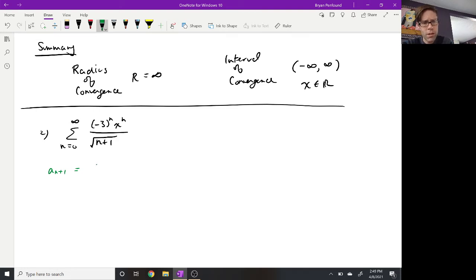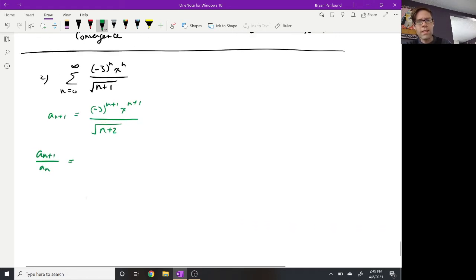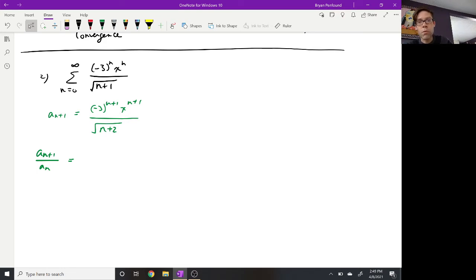So a sub n plus 1 is just negative 3 to the n plus 1, x to the n plus 1. And inside the square root, we're going to get n plus 1 plus 1. So we get n plus 2 underneath the square root. And so let's go ahead and actually calculate this ratio and see if it's going to simplify a little bit for us before we actually apply the limit. So writing down our a sub n plus 1.